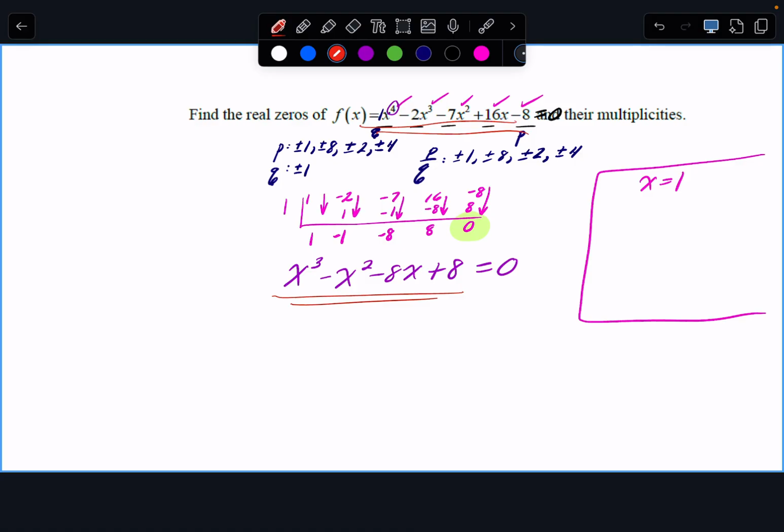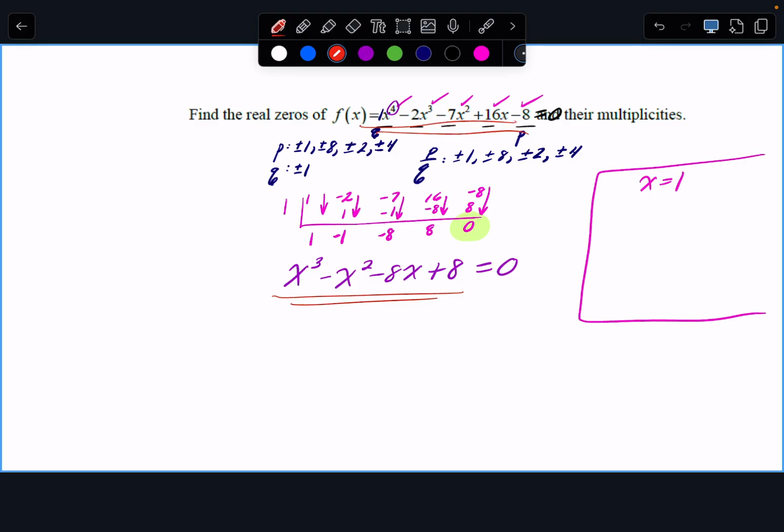Let me tell you what would happen here. Let's say you chose to move on. You're going to test negative 1. It's not going to work. You're going to try 8, not going to work. Negative 8, 2, negative 2, 4, and negative 4, none of them are going to work. So then you're going to go, well, then what do I do? Oh, I better test 1 again. 1 ends up working again. So I always recommend testing it right away again if you're going to continue by synthetic division.